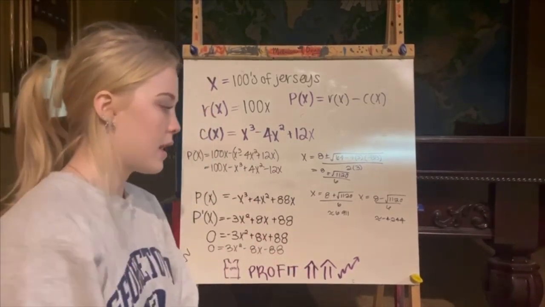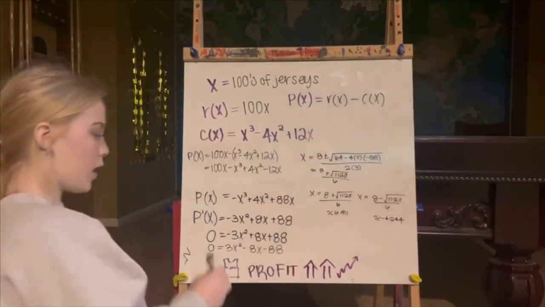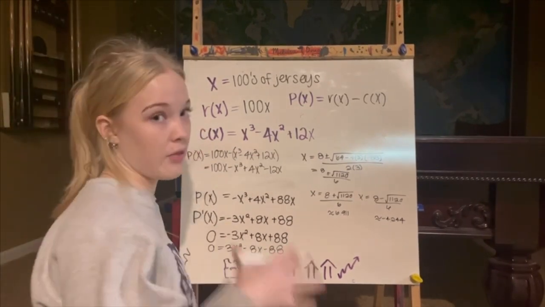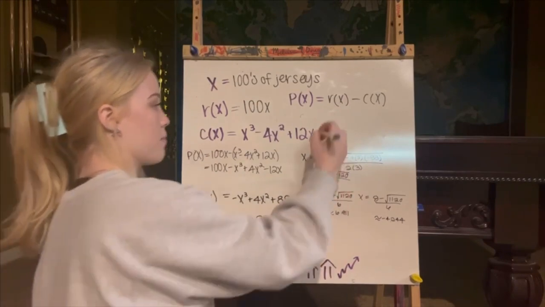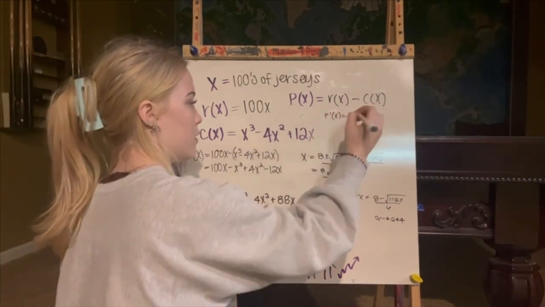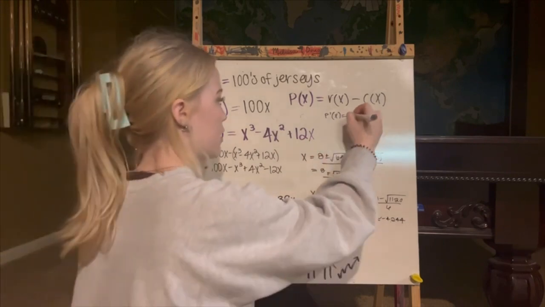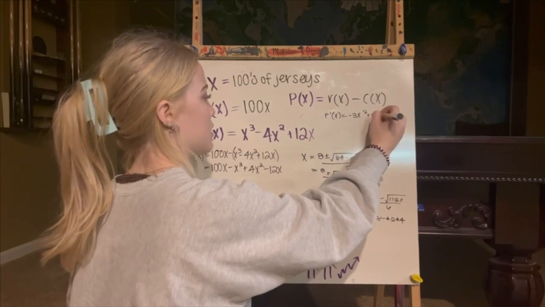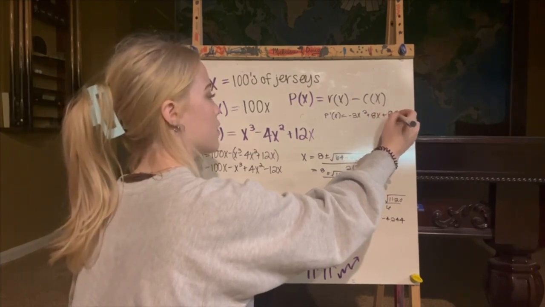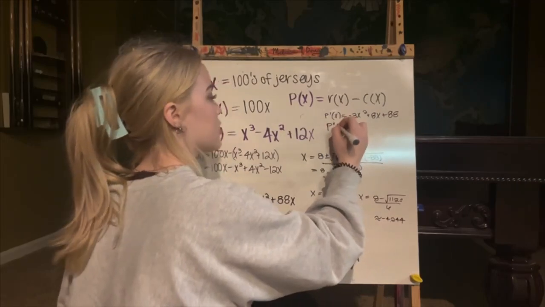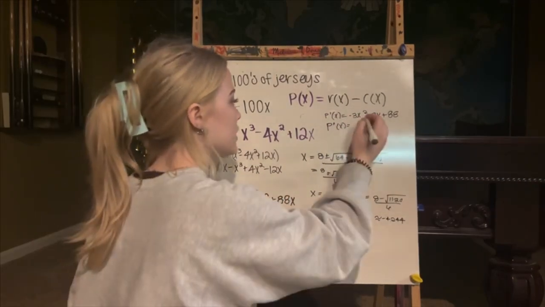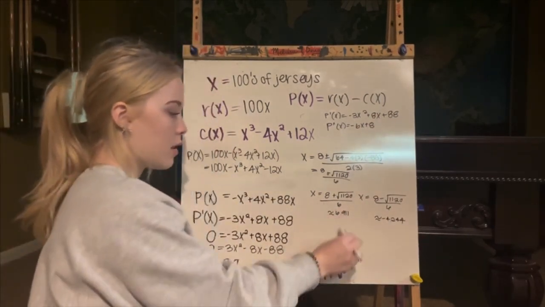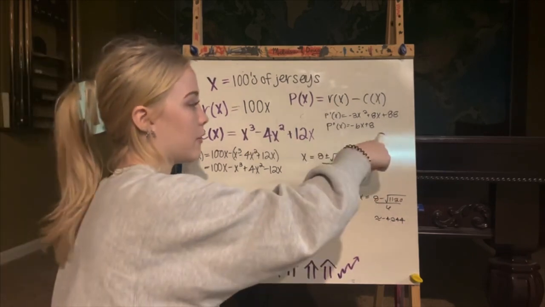Now, since we have two x's, we're going to have to see which one of these is actually the maximum. And to do that, we're going to find the second derivative in order to determine the concavity of the original function. So, taking this derivative, which is 3x squared plus 8x plus 88, we have a second derivative using the power rule again to get negative 6x plus 8.